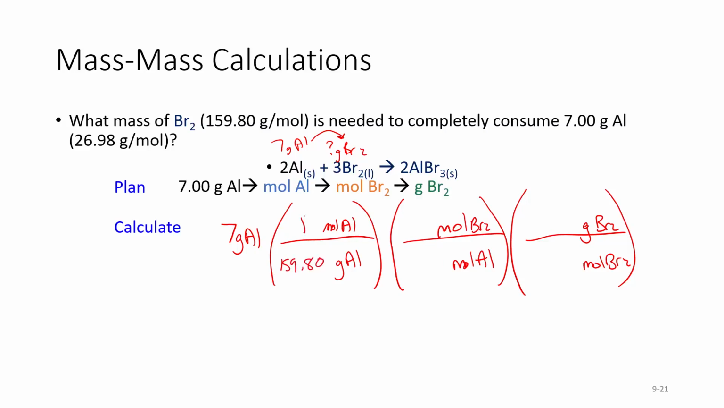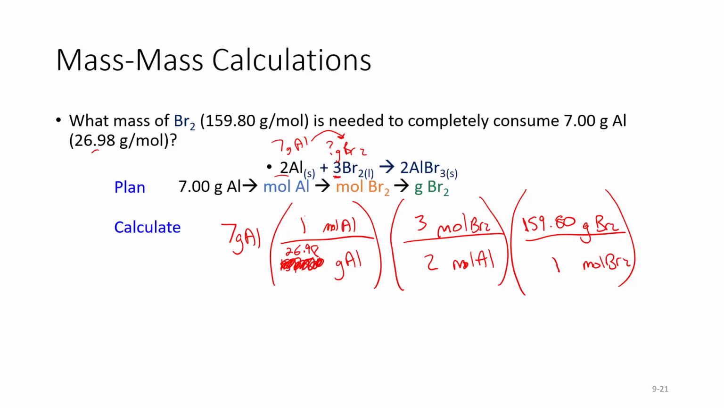Our mole-to-mole ratio uses coefficients. There's a number 3 in front of Br2, and there's a number 2 in front of aluminum. And then here we have the same substance. 1 mole is equal to the calculated mass from the periodic table. I'm just making all sorts of mistakes today. So, sorry about that. The Br2 is the 159.8 grams. And the aluminum is the 26.98 grams. Okay, now everything's in the right place.